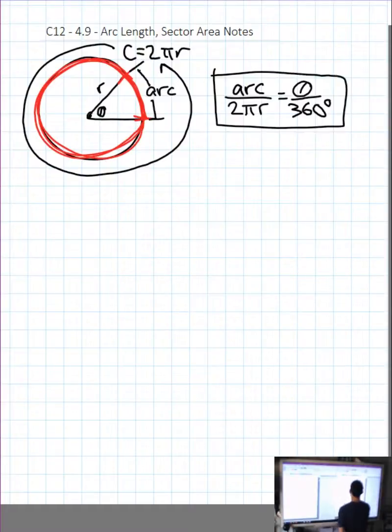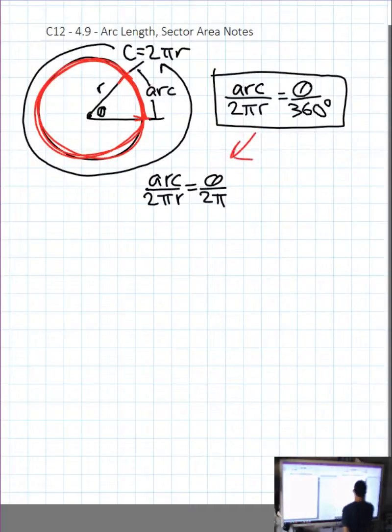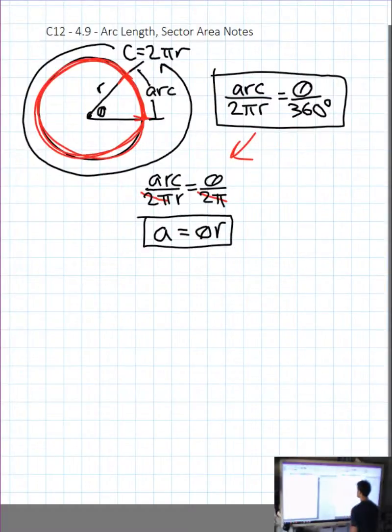So we're going to take that formula, arc over 2 pi r equals theta over 2 pi, but we're going to use 2 pi. So I can times both sides by 2 pi r, the circumference, this formula right here, substituting 2 pi for 360. So I can multiply both sides by 2 pi and they're gone. I can rewrite the formula. I'm going to substitute a for arc, and a equals, and if I times both sides by r, I get theta r. A equals theta r.